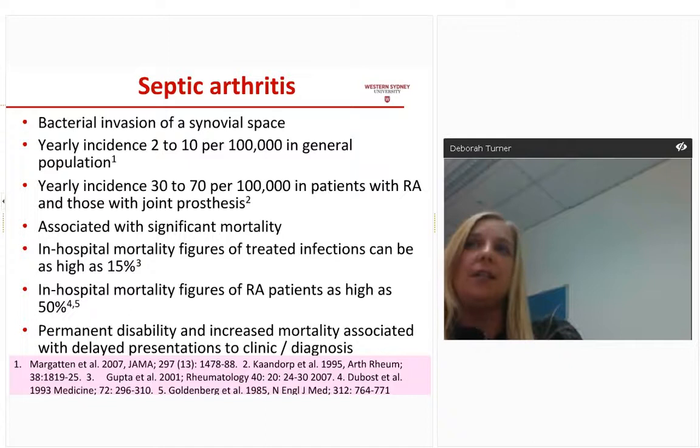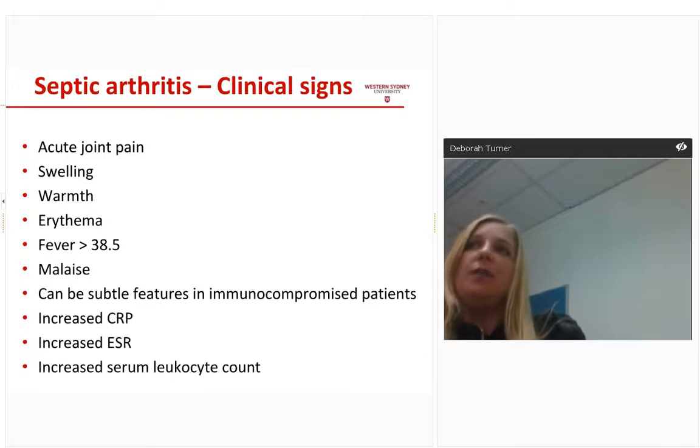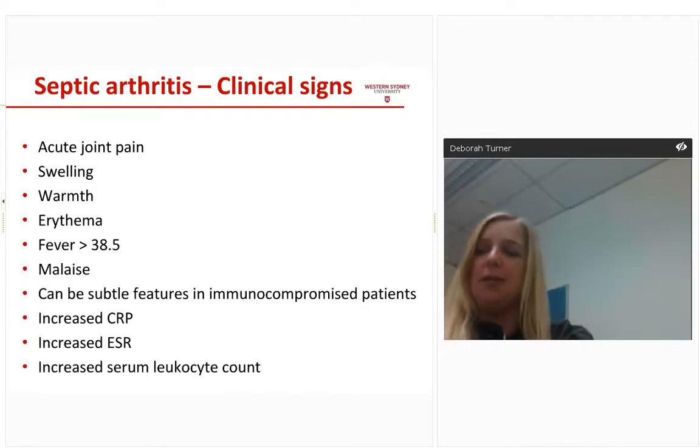So in terms of what the clinical signs would be, well, an acute presentation of joint pain, associated swelling and warmth around the joint, erythema around the joint, and associated fever with a temperature greater than 38.5 degrees Celsius. Often the patients will present with a general presentation of malaise.